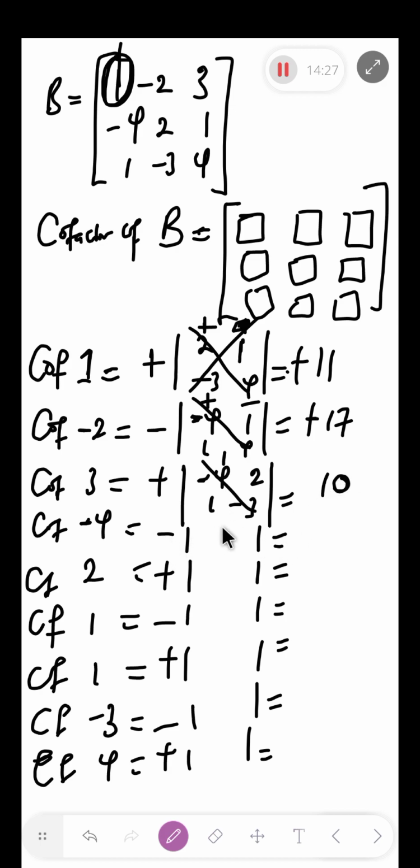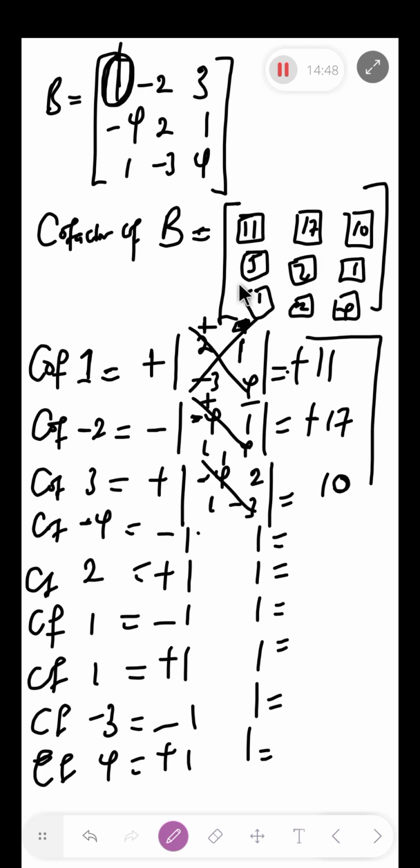So you do the same thing for this one also. The results that you now have here are what you fill in this box. Do you understand our logic now? Cofactor of 1, instead of writing 1, after finding the cofactor, I have 11. After finding the cofactor of this minus 2, in its place I have 17. In its place I have 10. So let's say you have 5, you have 2, you have 1, you have this.